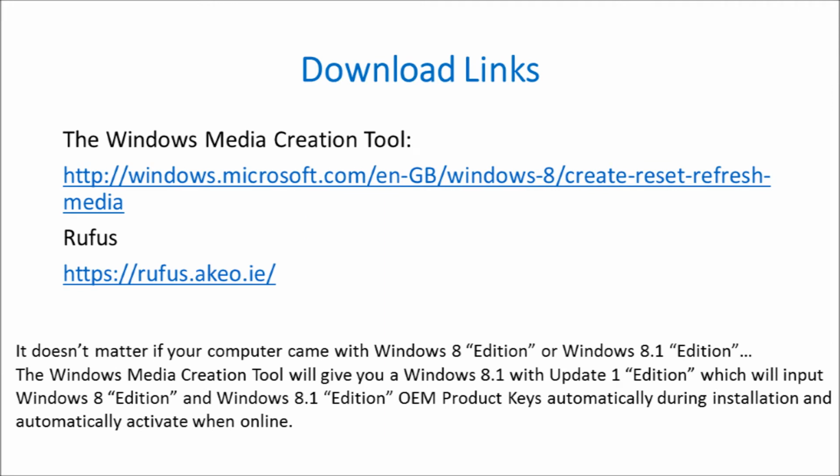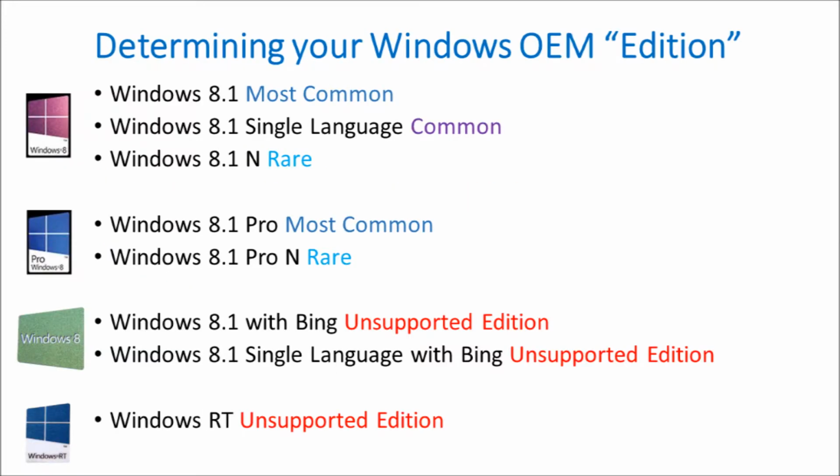Here are the download links that you'll need: the Windows Media Creation Tool, which allows you to download a Windows 8.1 with Update 1 ISO. And this updated ISO accepts both Windows 8 and Windows 8.1 product keys. From now on, I'll only mention Windows 8.1, but it'll equally apply to Windows 8.0. And we'll also use Rufus to prepare a bootable USB.